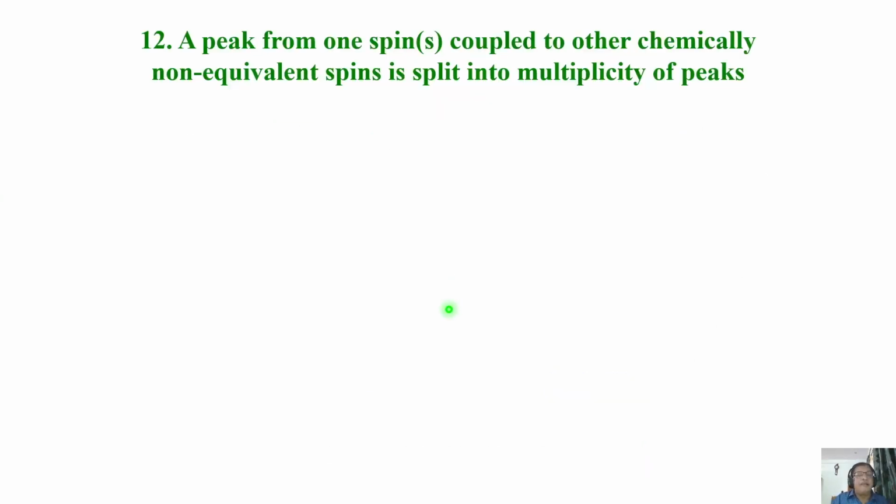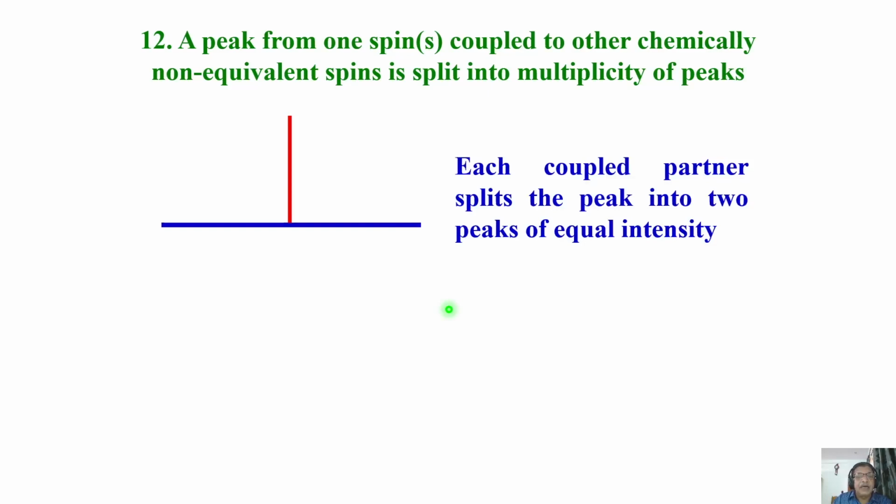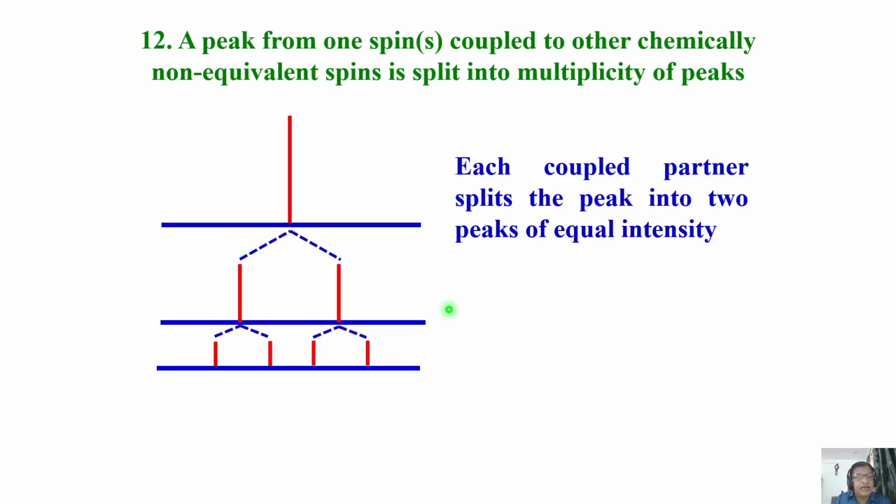Point number 12. A peak from one spin coupled to other chemically non-equivalent spins is split into a multiplicity of peaks. Let us say I have one peak. It is coupled to another nuclear spin. It splits into two. But what happens to intensity? It comes down 50-50. Coupled to another proton, intensity again comes down. Coupled to another one, again intensity comes down. Each time, each line splits into two lines, like a family tree, like a fission reaction. 1 becomes 2, 2 becomes 4, 4 becomes 8.